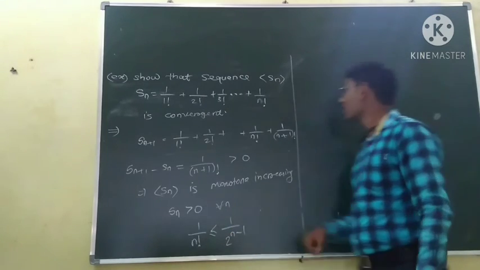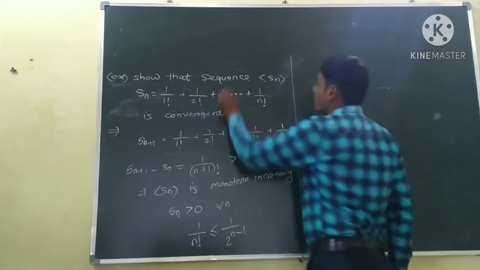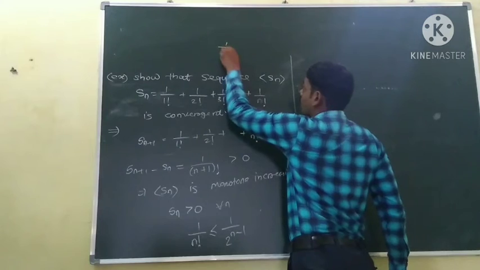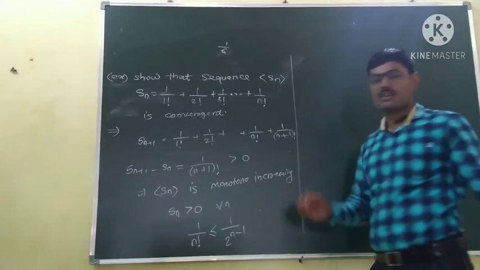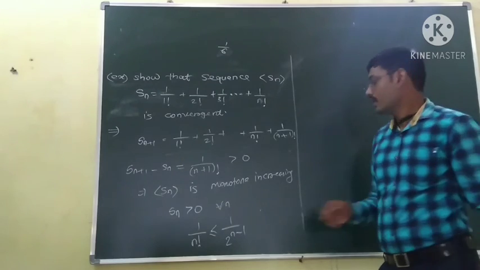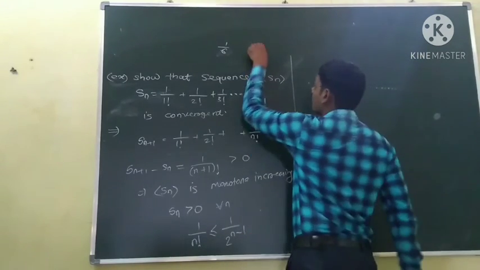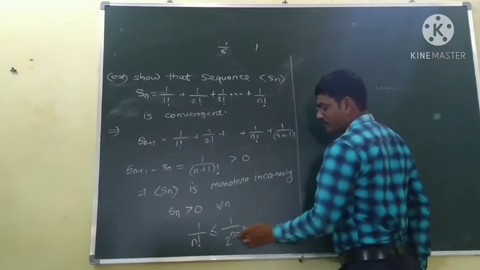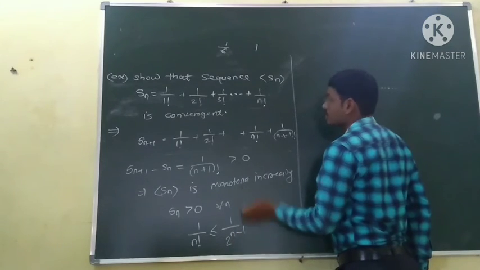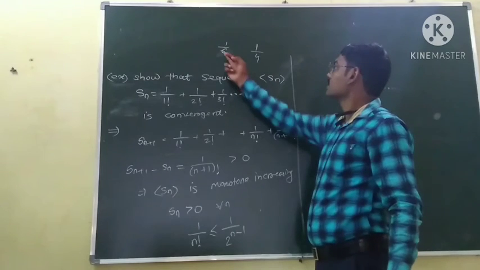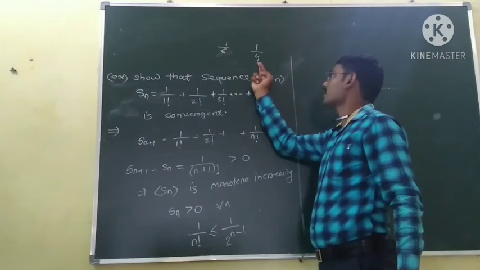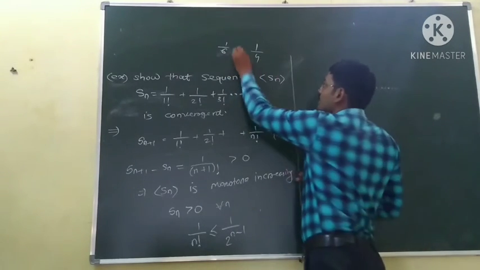If you put n equal to 3, then this becomes 1 upon 3 factorial. 3 factorial is equal to 6, that is 3 into 2 into 1, so 1 by 6. And here, 1 upon 2 raised to power 3 minus 1: 3 minus 1 is 2, so 1 upon 2 raised to power 2, which is 1 by 4. So which is less? Here 6 is in the denominator, here 4 is in the denominator. The denominator is larger here, so this is less.